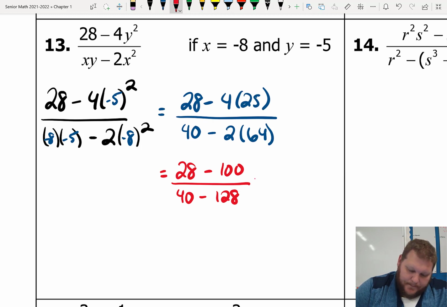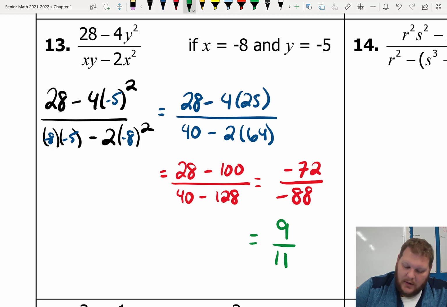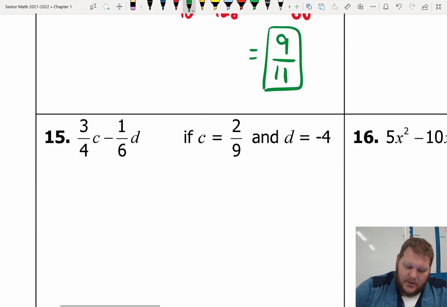which gives me negative 72 over a negative 88. You can reduce top and bottom by negative 8, and we end up with a positive 9 over 11. Last one.